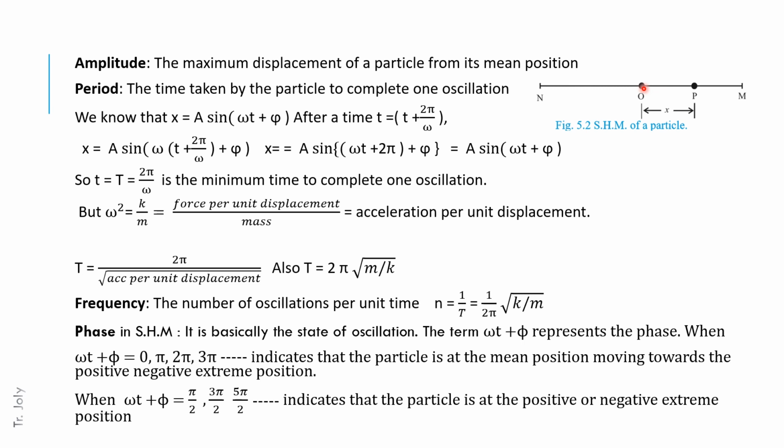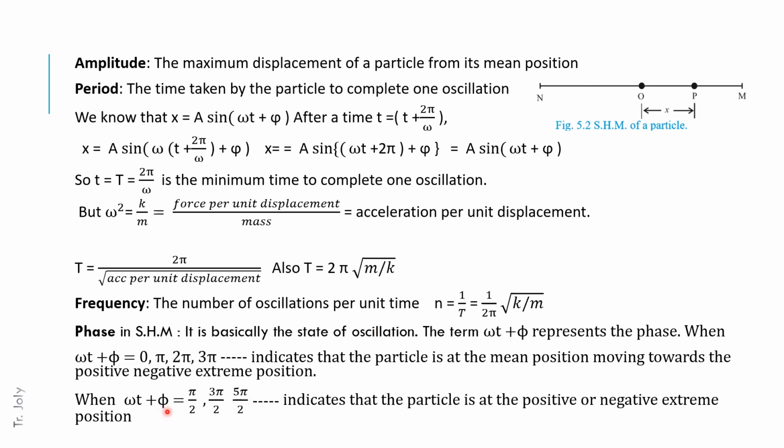When omega t plus phi is equal to pi, the particle is at the mean position, but it is going towards the negative extreme position to start the first oscillation. When omega t plus phi is equal to 2 pi, the particle is at the mean position again, but it is going towards the positive extreme position for the second oscillation. When omega t plus phi is equal to 3 pi, again the particle is at the mean position, but it is going towards the negative extreme position to start the second oscillation, like that.